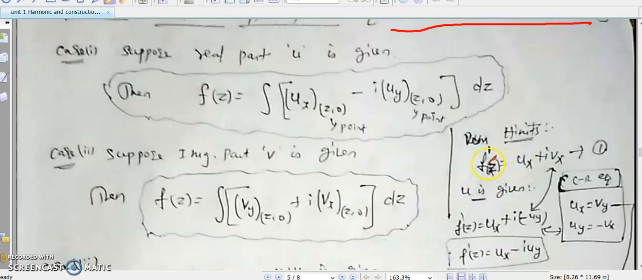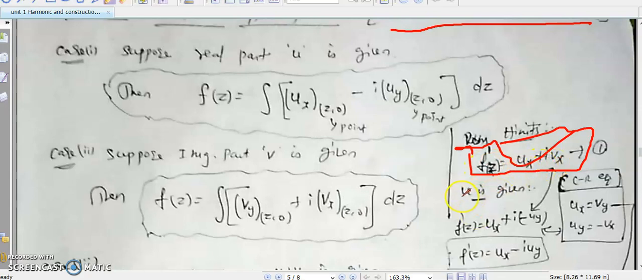We know f dash of z equal to ux plus i vx. This is the derivative formula for the CR equations. f dash of z equal to ux plus i vx. This is the main formula; using this one I will construct the remaining four formulas. So this one is enough. Go through this formula, it is very important. Don't forget this: f dash of z equal to ux plus i vx.